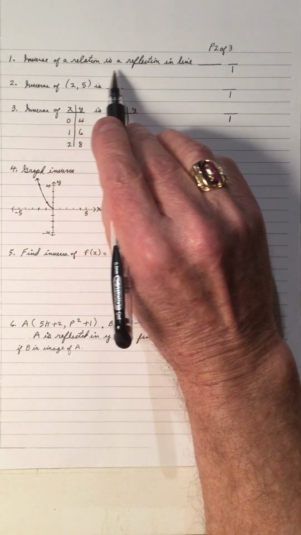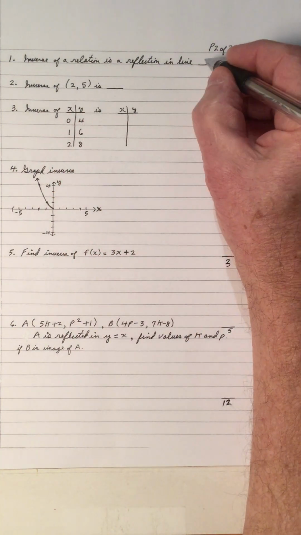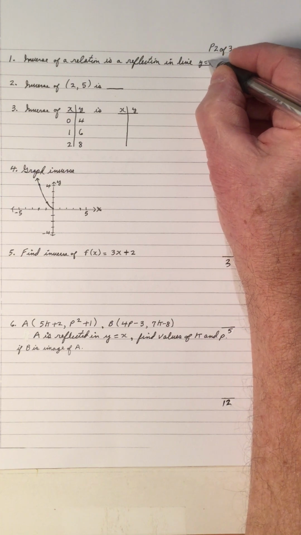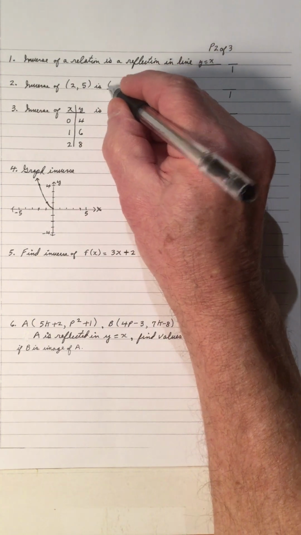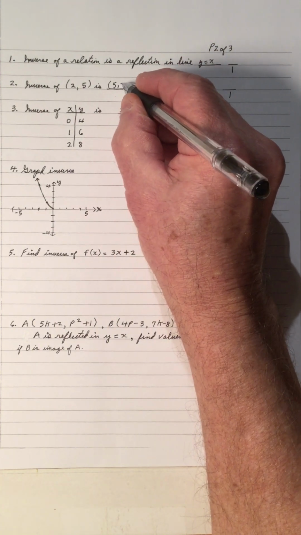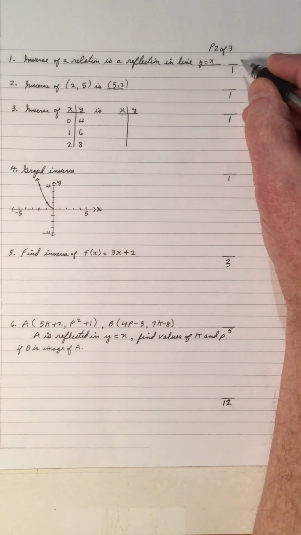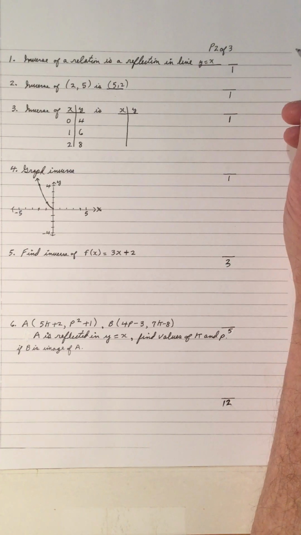The inverse of a relation is the reflection in the line y equals x. The inverse of (2, 5) is (5, 2) because the ordered pairs are switched. If you get them right, give yourself a mark.